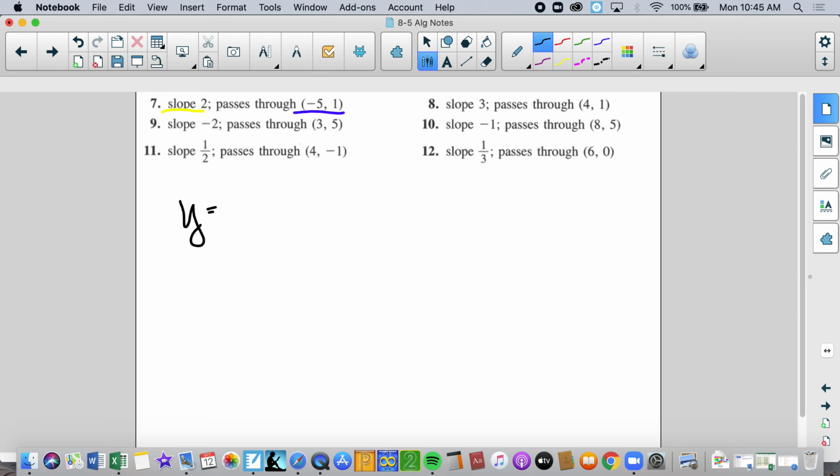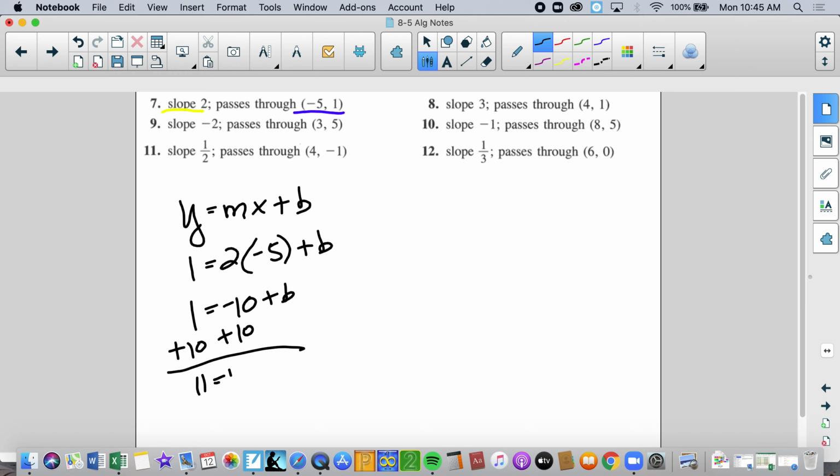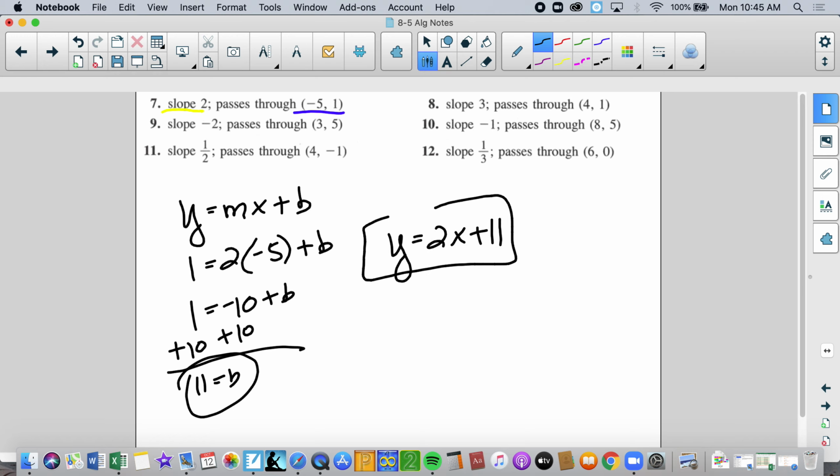So we do y equals mx plus b. We're given a point, so 1. The slope is 2. The x is -5, plus b. 1 equals -10 plus b. Let's add 10 to both sides. 11 equals b. And I can write my equation: y equals 2x plus 11. So that's how I would do that when I'm given the slope and a point. Try number 8. Let's make sure that we get the same answers. So pause the video, try number 8, and when you're ready, we'll go over it and push play.